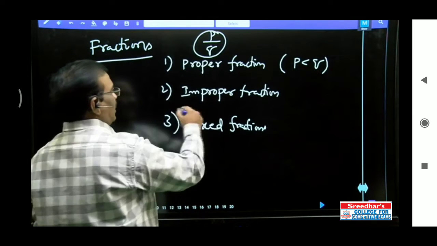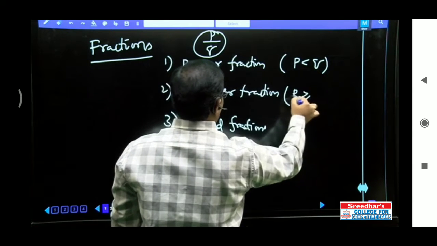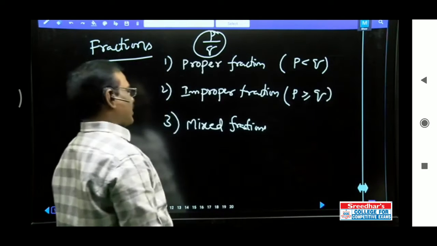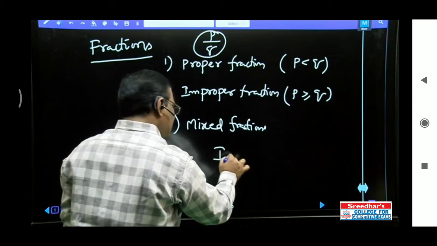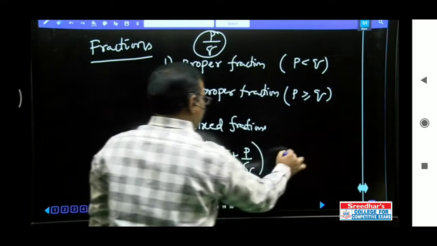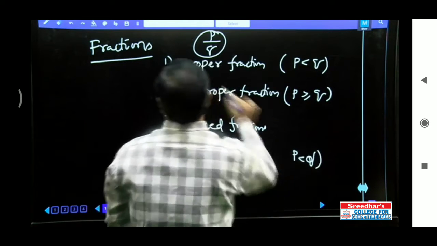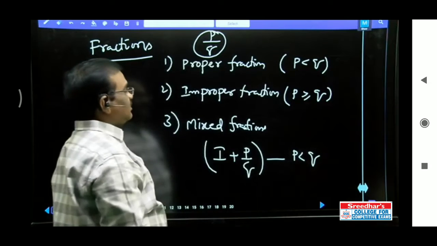Improper fraction is a fraction in which the numerator is greater than or equal to its denominator. And mixed fraction is the combination of an integral part, an integer, plus a proper fraction. An integral part with a proper fraction, where again p is less than q. Okay, this is a mixed fraction.